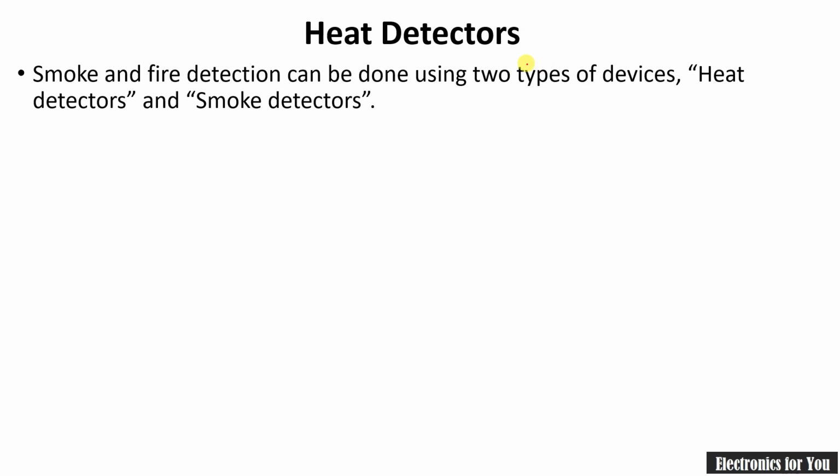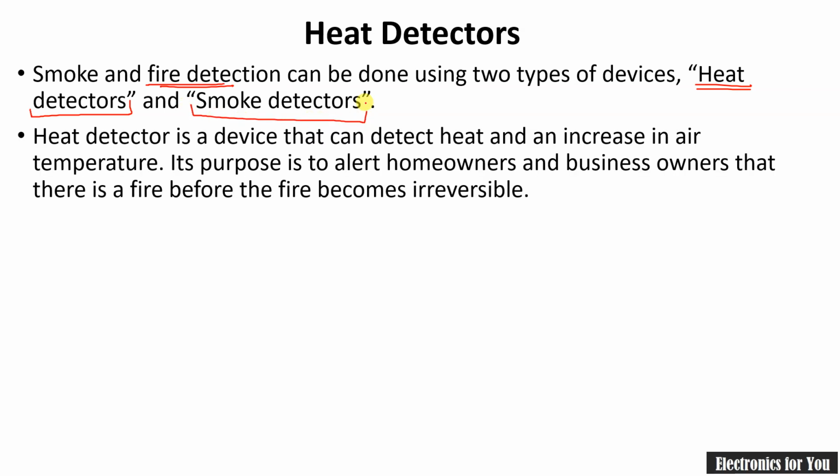Now, friends, generally we use a heat detector for the detection of fire. As you know, the word is heat detector, so it is one of the devices used for fire detection. Another one is the smoke detector. In this video, we are looking at the heat detector, a device that can detect heat and an increase in air temperature. Its purpose is to alert homeowners or business owners that there is a fire before the fire becomes irreversible.